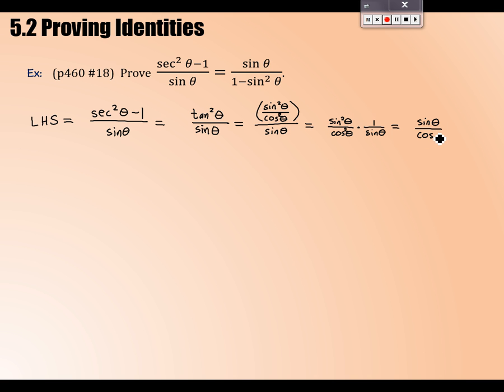It's not tangent. Confusing. All right. And at this point, we're done. Oh, wait. Hold up. We got to go back and look at what we're trying to do, right?